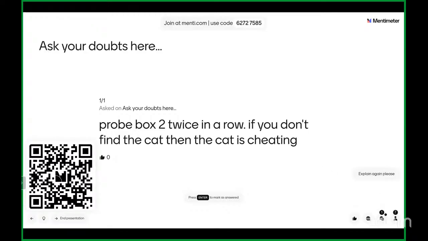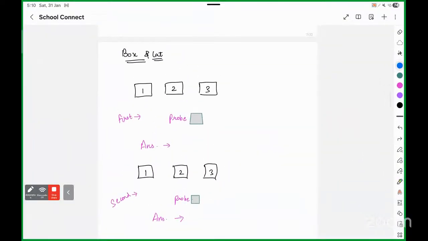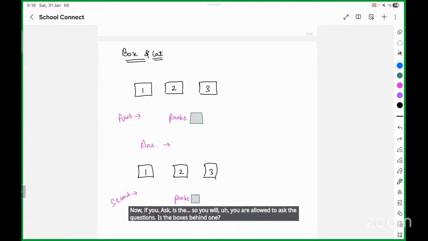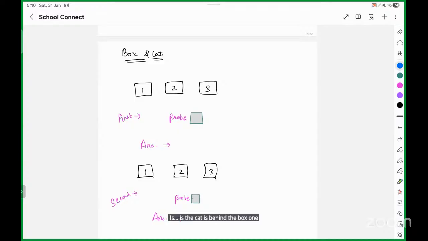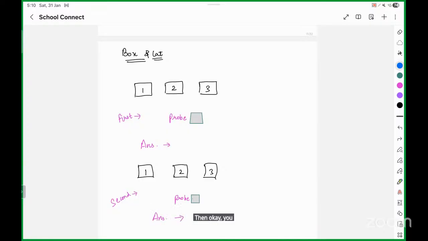Explain again, please. Okay, I will explain it again. There are three boxes, and behind one of them a cat is hiding. You want to find the cat. You are allowed to ask questions: is the cat behind box one? Is the cat behind box two? You open that box, and if you see the cat there, you win because you have found the cat. But if you have not found the cat, let's say in box one, if you open it, you have not found the cat.